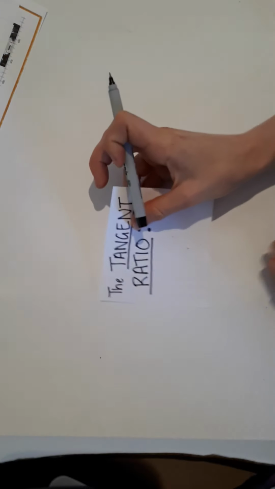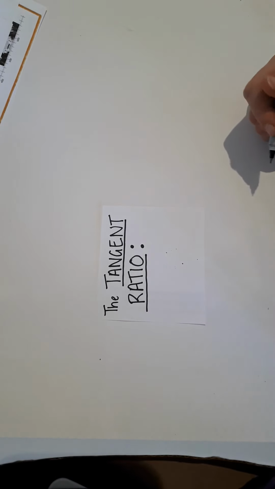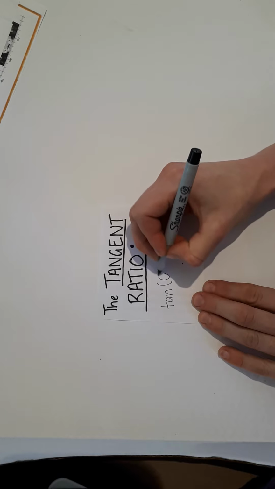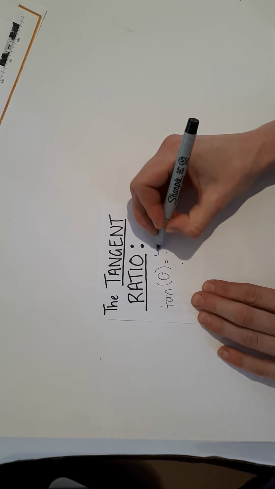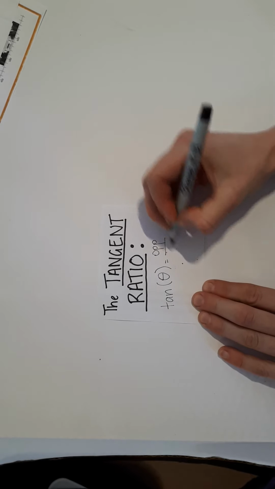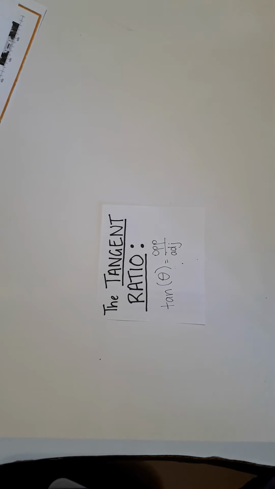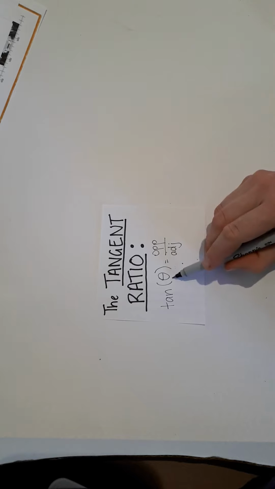Mathematics has a special name for the ratio of opposite over adjacent, which is the tangent ratio. The tangent ratio is represented as tan theta equals opposite over adjacent. Why do you think that this theta is in the bracket?